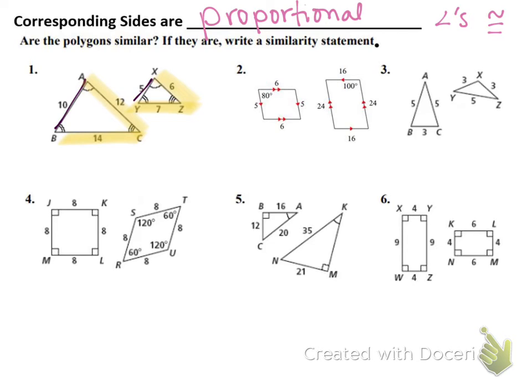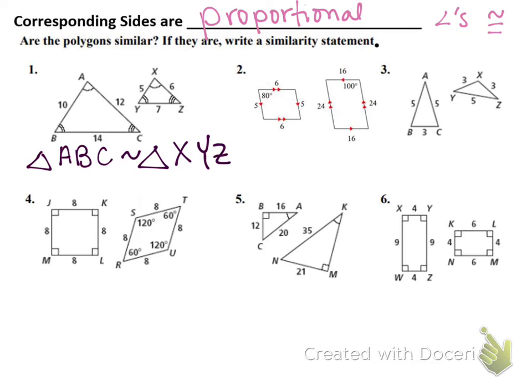And then the corresponding angles are congruent. These are congruent. These are congruent. You can see that. So if they are, we're going to write a similarity statement, which just says triangle blah blah is similar to triangle blah blah. So let's name the first triangle. What do we want to name it? ABC sounds good. Is similar, so you put a squiggle, to triangle XYZ. You write the corresponding parts in order.